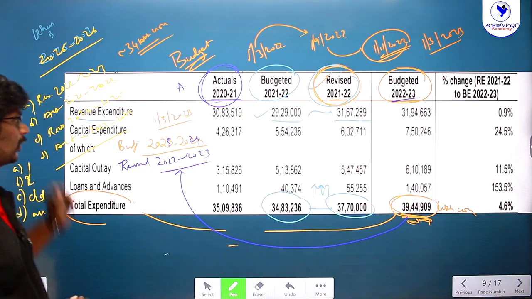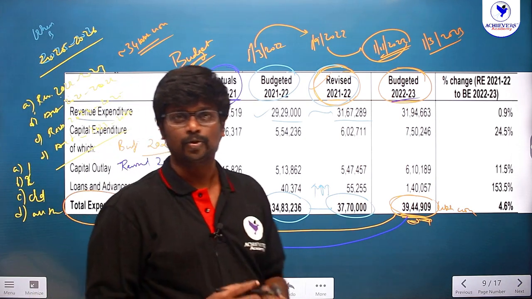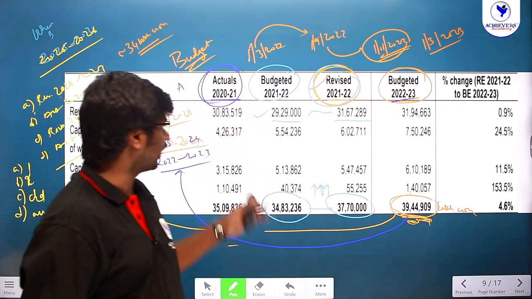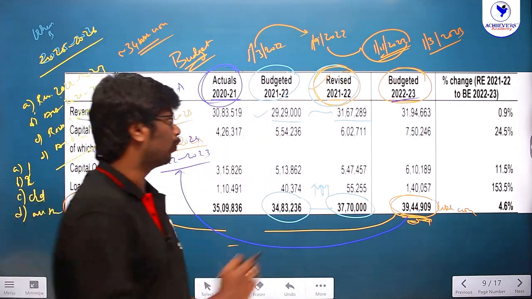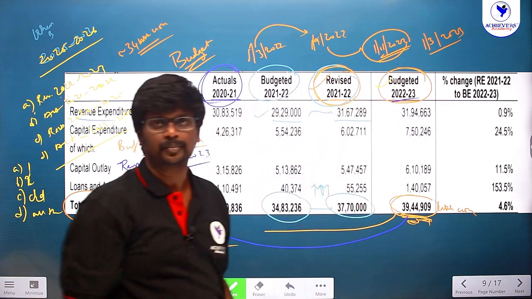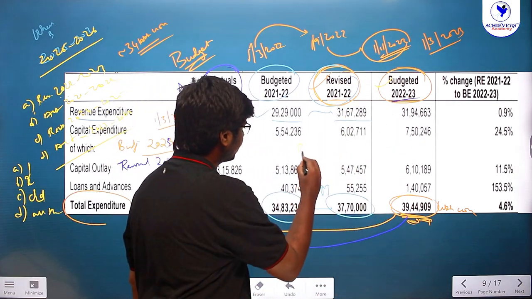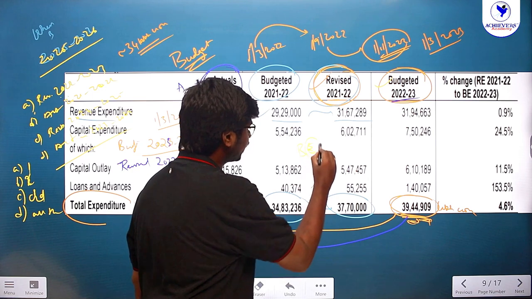Okay? So, alaga maniki questions annadi frame cheyachu. Okay? So, I think you have understood what budget estimates mean. So, when they say budget estimates, it means it is an estimate.